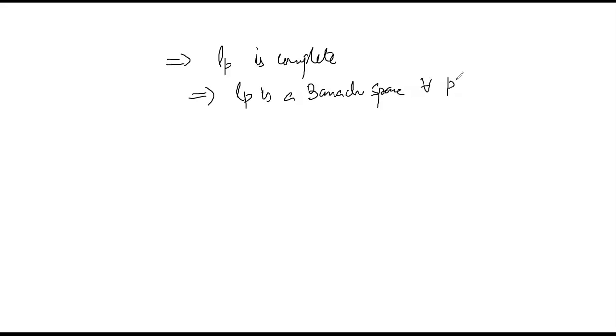For all p greater than or equal to 1, the space of p-summable sequences is a complete space.